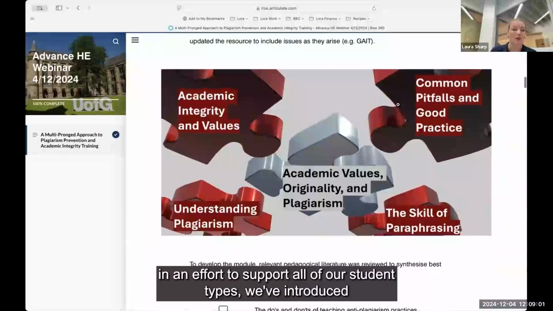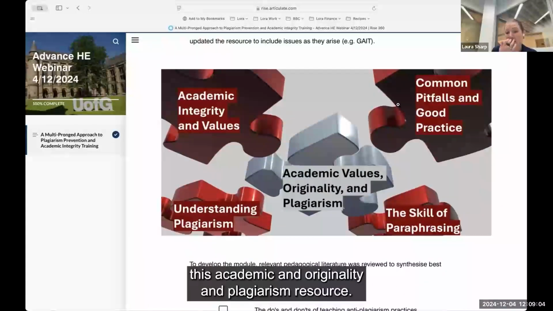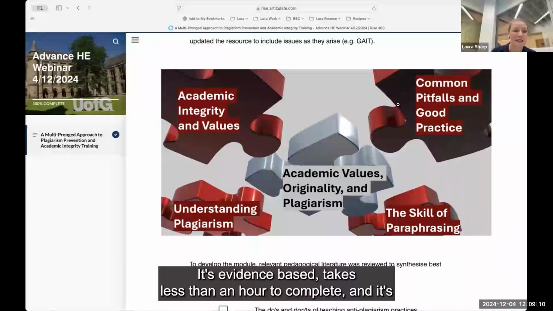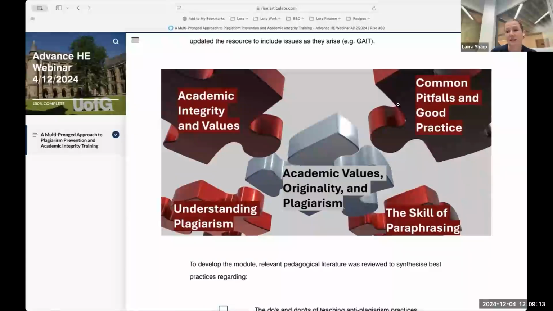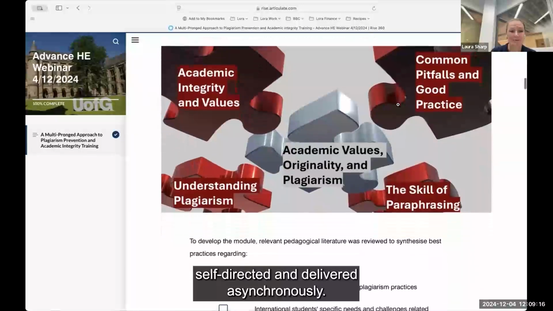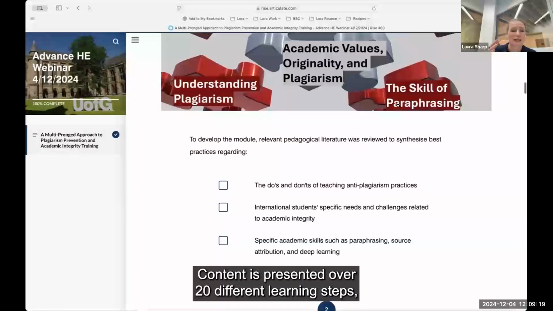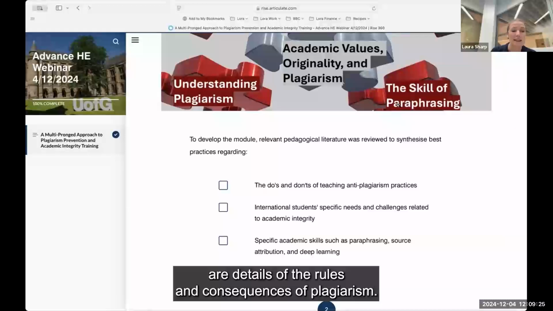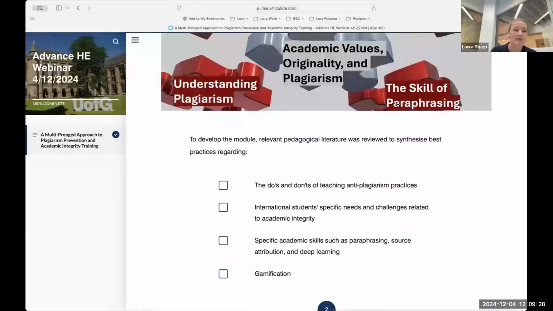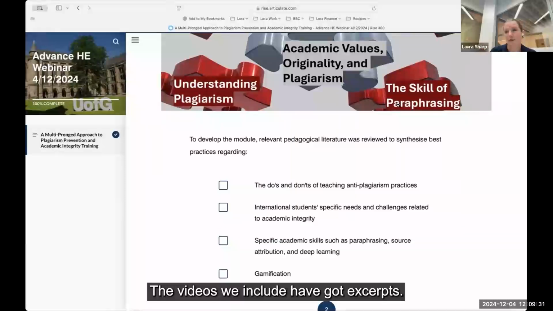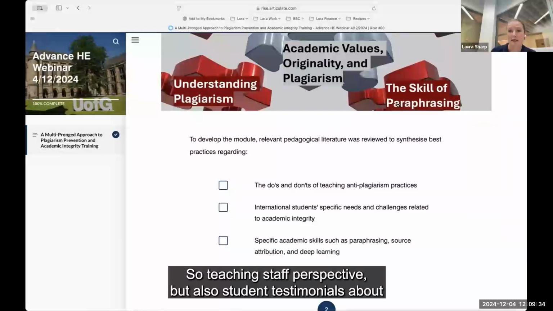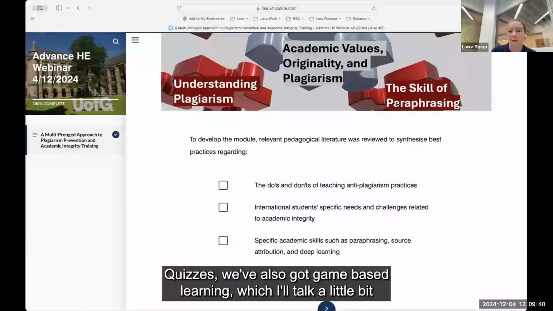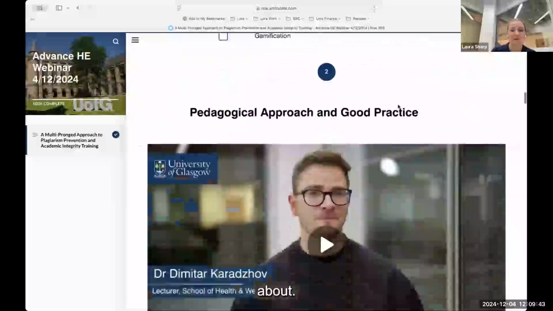So, in an effort to support all of our student types, we've introduced this academic originality and plagiarism resource. It's an interactive resource, it's evidence-based, takes less than an hour to complete, and it's self-directed and delivered asynchronously. Content is presented over 20 different learning steps, divided into 4 sections. Some of the things that are included are details of the rules and consequences of plagiarism. The videos include experts, so teaching staff's perspective, but also student testimonials about what they've learned and what they hadn't realised maybe about plagiarism. We've got quizzes, and we've also got game-based learning, which I'll talk a little bit about shortly.